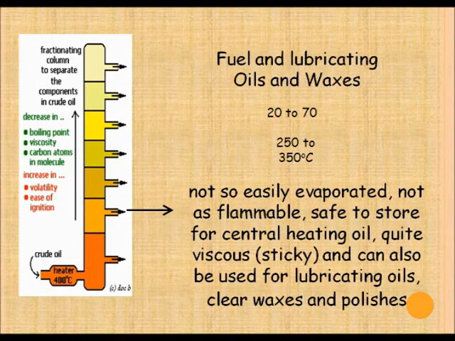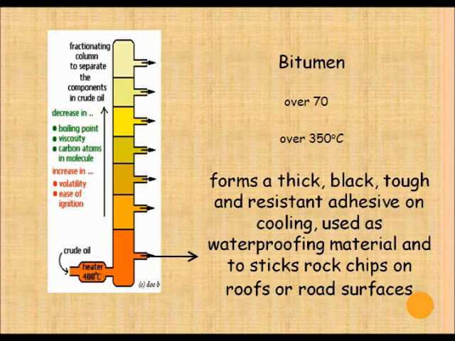Fuel and lubricating oils and waxes contain 20 to 70 carbon atoms and boiling point of 250 to 350, and it is not so easily evaporated, not as flammable, safe to store, for central heating oil, quite viscous, and can also be used for lubricating oils, waxes, and polishes. Bitumen is the heaviest molecule in the distillation. It has more than 70 carbon atoms and a boiling point of over 350 degrees centigrade, and it forms a thick black, tough and resistant adhesive on cooling, used as a waterproofing material and to stick chippings on roofs or road surfaces.